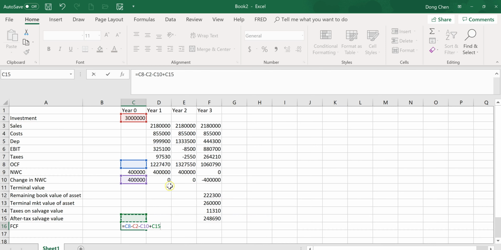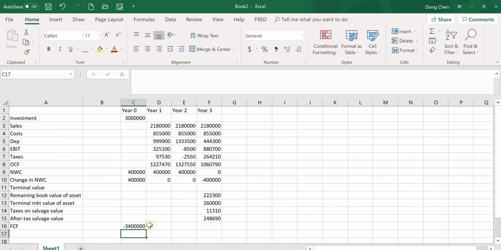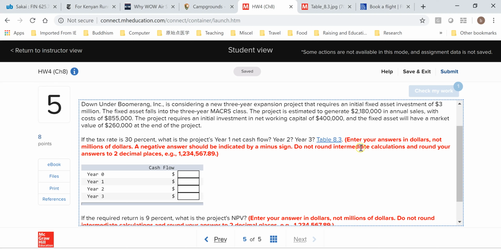For all the other years except for the final year, year 3, the number will be 0. But I want to do that because when I get to year 3, the final free cash flow will be automatically calculated. So that's the current year, and then pull the mouse all the way to the right, and this will be automatically calculated. So let's enter your answers in dollars, not millions of dollars. And I think I have done the first part of this question.